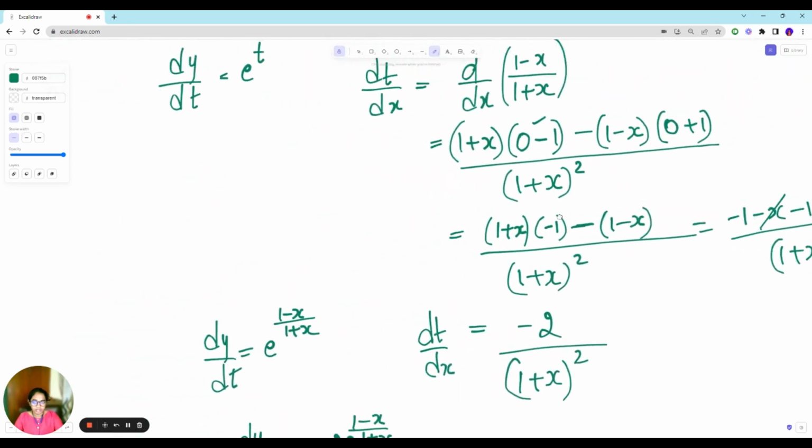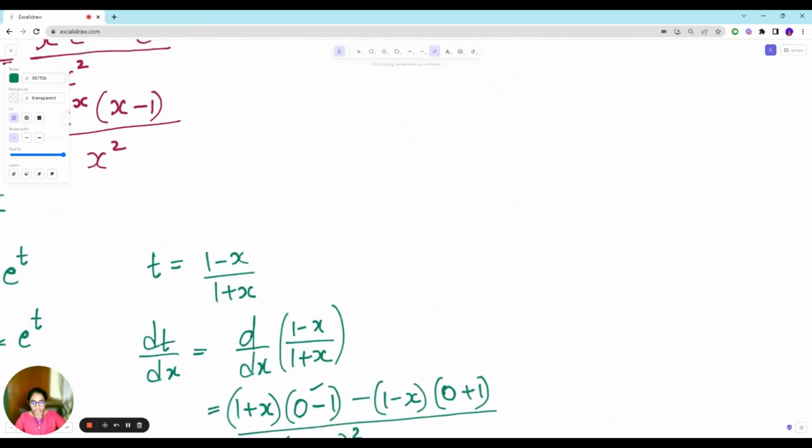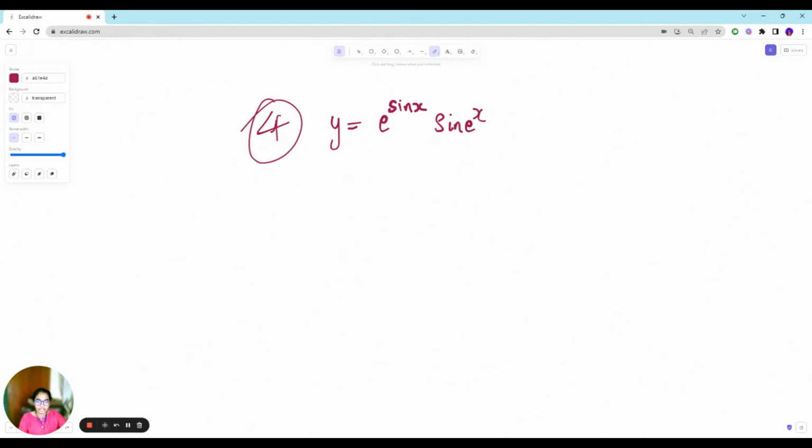Now, moving on to our next question. Find the derivative of y is equal to e power sine x into sine e power x. So here we have e power x as the angle of sine. Clearly there are two terms here. Which are those two terms? That is e power sine x into sine of e power x. So what should I do?